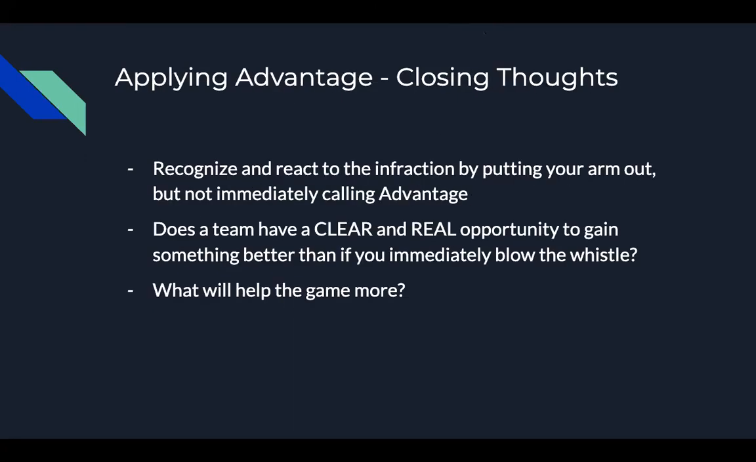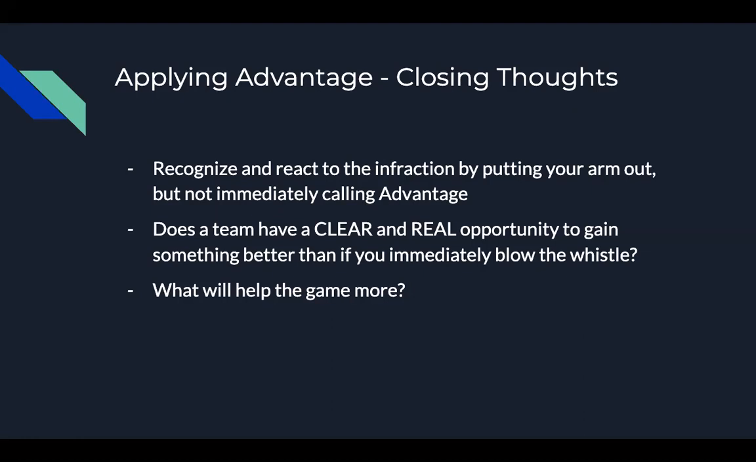So closing thoughts before we go to questions. Recognize and react to the infraction by putting your arm out but not immediately calling advantage. If you need a trigger, put your arm out and say what happened. Blue knock on. You guys can't see it, I just stuck my arm out. I was demonstrating it. Blue knock on. Look at the situation. Oh, look, gold has the ball. The gold player with the ball has a bit of support. Cool. Advantage. Does the team have a clear and real opportunity to gain something better than if you immediately blow the whistle?